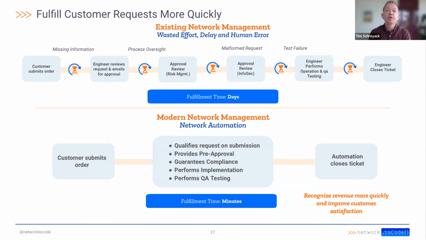We finally end up in front of the InfoSec approval review. Perhaps there was some issue with the request. We then finally move into performing that change and then QA testing and then close out the ticket. And as we move through that process, there's a large number of human interaction, potential for human error.